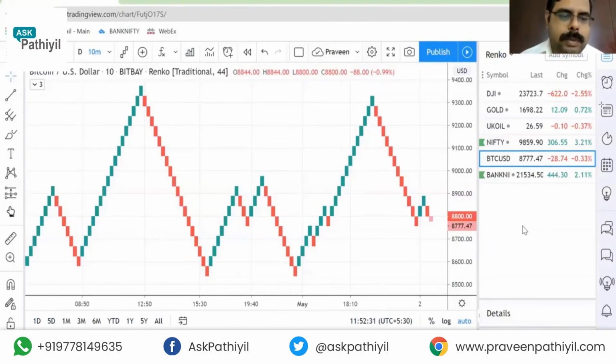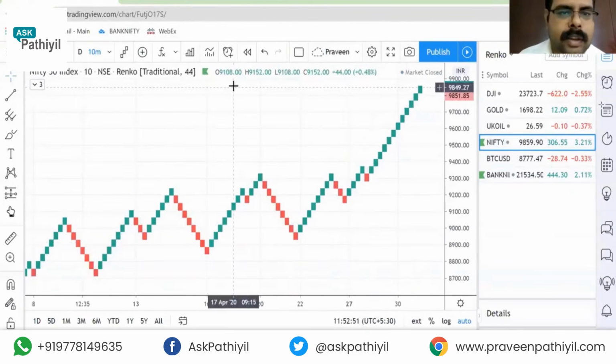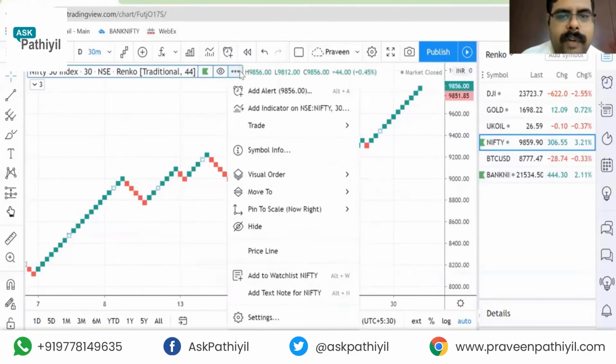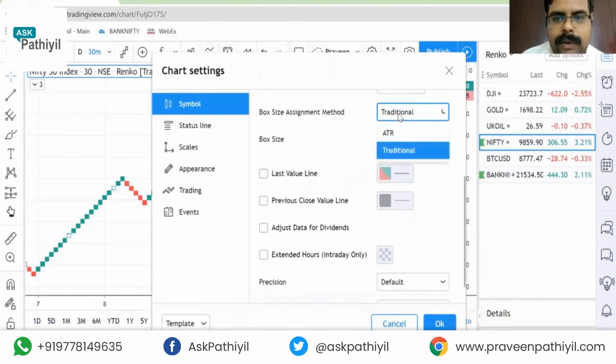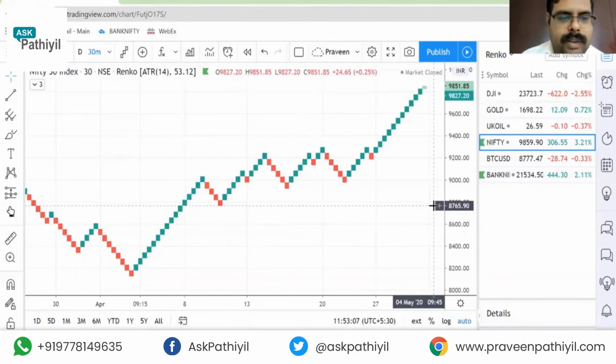Once you have defined this brick size, then you can make your own definition of how to make an entry or an exit. I'm just giving you an example. I'm not a big fan of indicators, but in this scenario, let's go for the Indian Nifty. The first thing we need to do is, on this 30 minutes chart, find out what the ATR 14 value is. It's 53, so I'm just going to use 26 as my brick size.